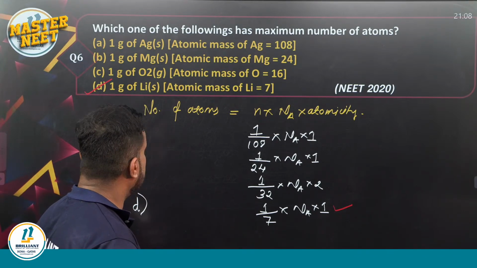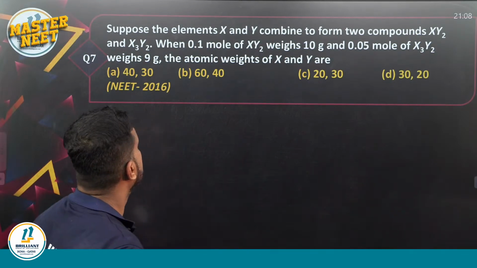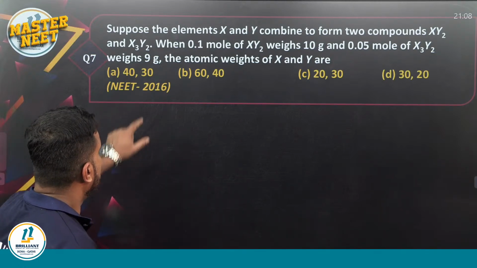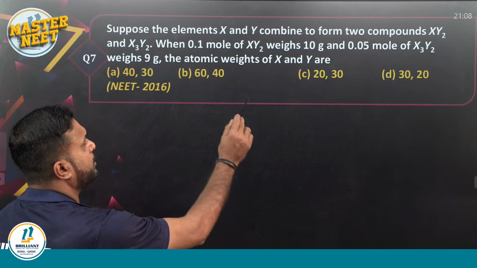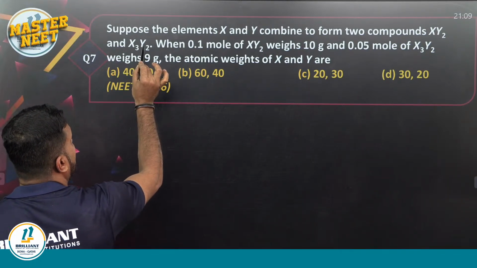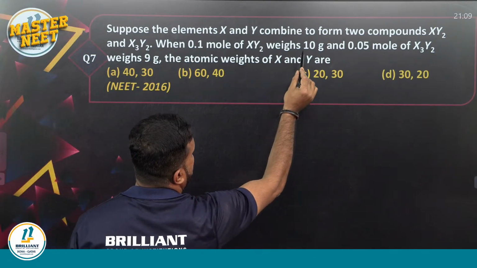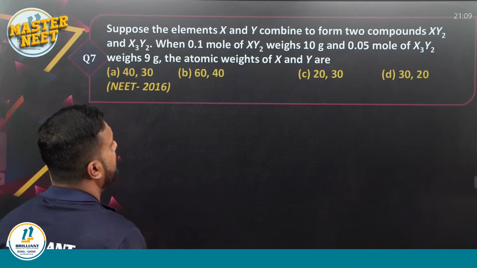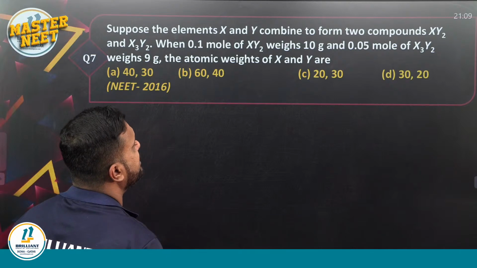So question number 6 we did, now the 7th one. Question number 7. Again a previous year question, but this one you have to do carefully. Suppose the elements X and Y combine to form two compounds, XY2 and X3Y2. When 0.1 mole of XY2 weighs 10 gram and 0.05 mole of X3Y2 weighs 9 gram, the atomic mass of these two elements we need to find out.